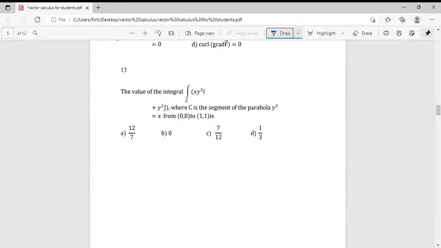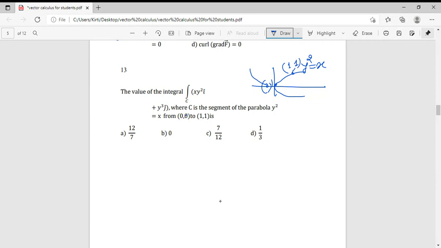Now, the value of this integral is required where C is the segment of the parabola from 0, 0 to 1, 1. So let's try to understand. So here C is the curve of the parabola y square equal to x. This is the curve, right? And the movement of the particle is from 0, 0 to 1, 1. So from here to here, we will have to find out the value of the integral.